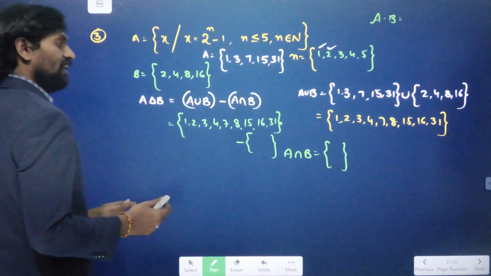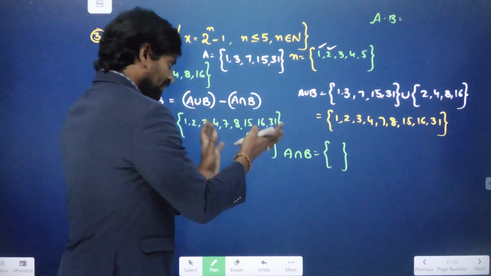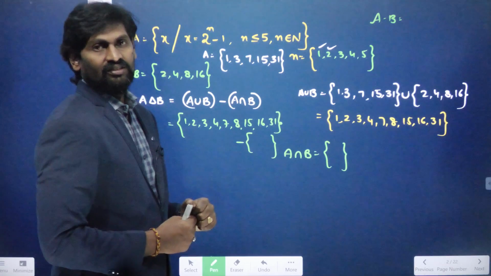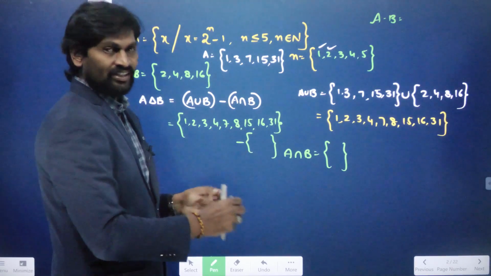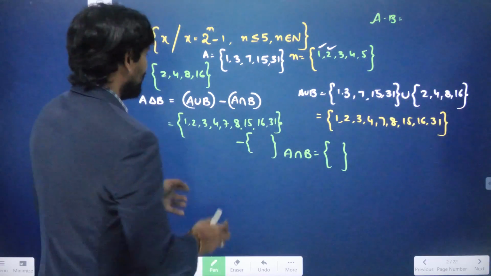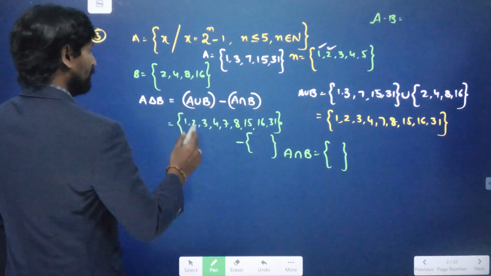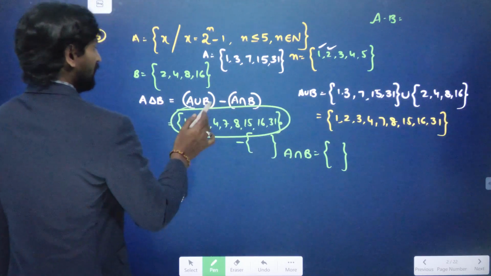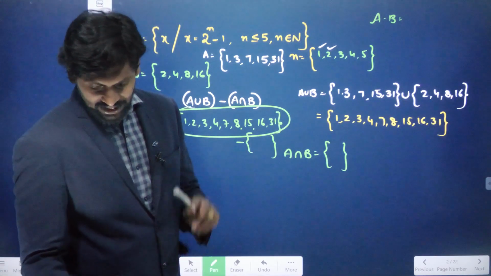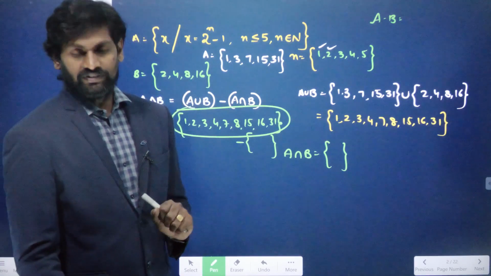Same here. For A union B minus A intersection B, there are no common elements to remove, so we can forget about the common elements. Then only the A union B elements remain, these only. So therefore the answer is option 2, the correct option.